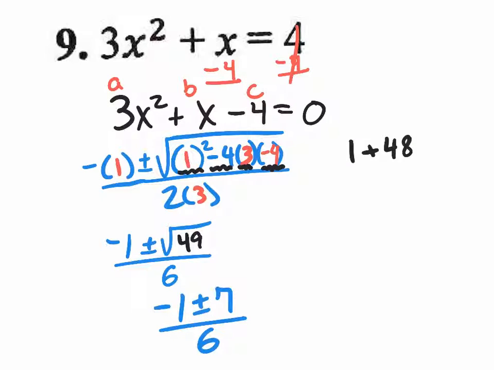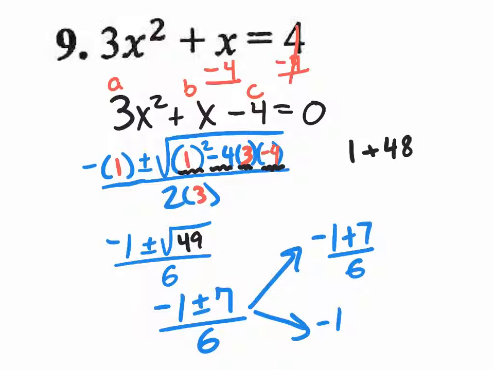Now the plus or minus produces 2 answers, right? You have the negative 1 plus 7 divided by 6, and you also have the negative 1 minus 7 divided by 6. Okay? So when we do the top one, negative 1 plus 7, that's going to be 6 over 6, which the answer is 1.